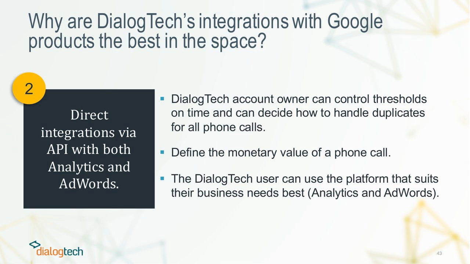DialogTech also has the ability to set a monetary value for phone calls to be passed, and this is something that typically isn't used out of the gate because new users to DialogTech like to have SourceTrack running for a while so they can figure out how much a phone call is actually worth for them. And one of the best things about integrating with both Google Analytics and AdWords is the user can use the platform that they're most familiar with, whether it be Analytics or AdWords.